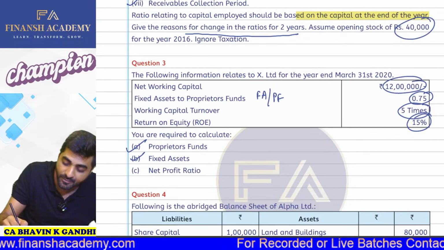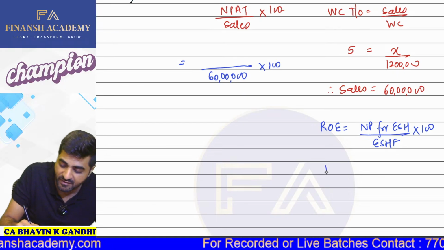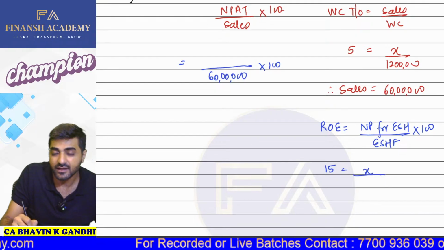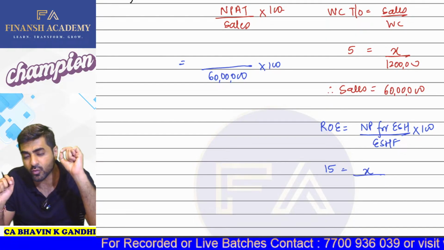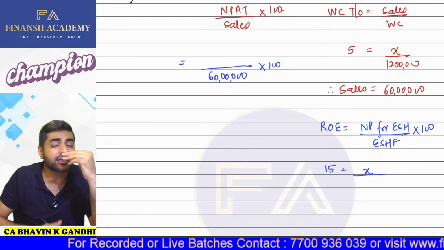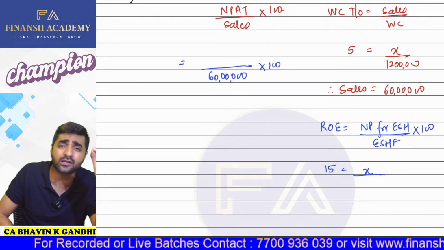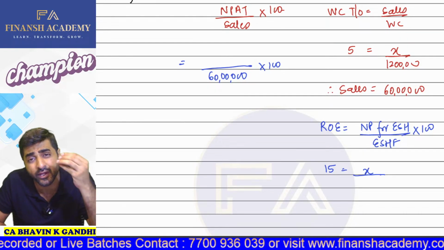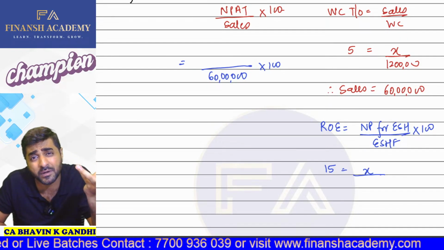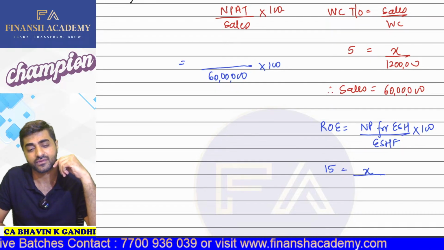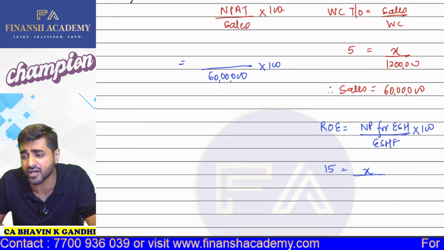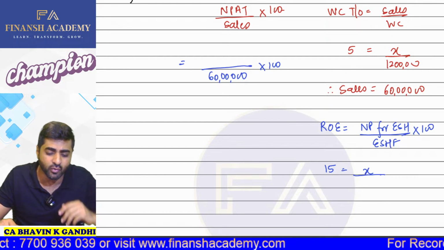So what is your ROE percentage given to you? 15%. So let this be 15. Let the net profit for equity shareholders be X. And what about your equity shareholders funds? Can I conclude that all the shareholders funds belong to equity shareholders only, because there is no preference share capital in the question? In the absence of preference share capital, shareholders funds itself is your equity shareholders funds. So there is no need to worry.